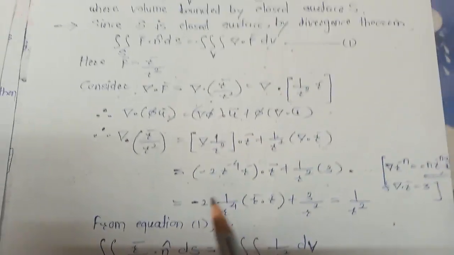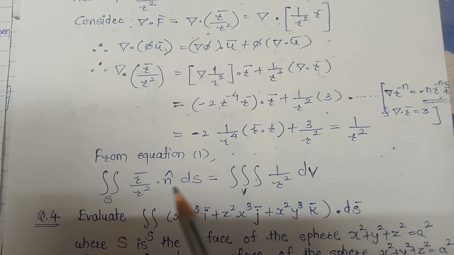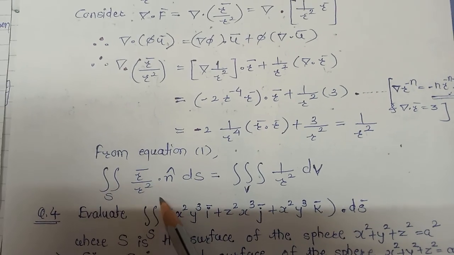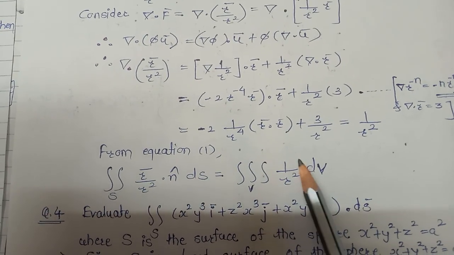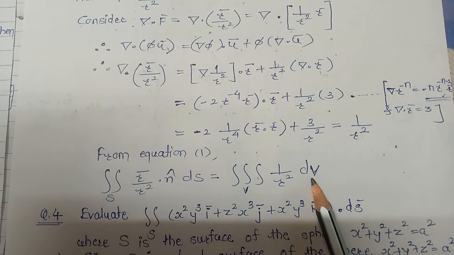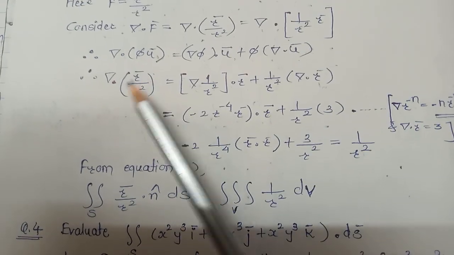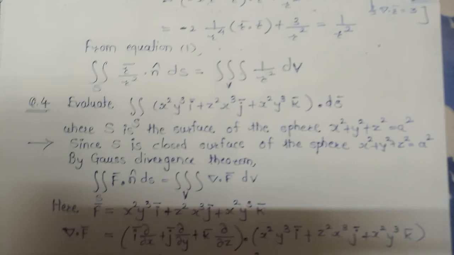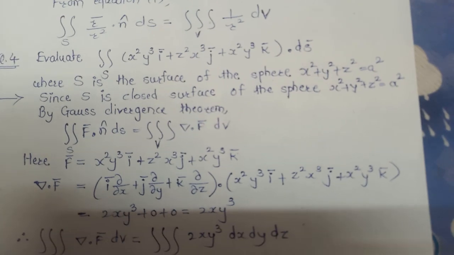Now from equation 1, that is by Gauss divergence theorem, if we put this value in the statement of the theorem, then double integration r bar upon r square dot n cap dS is simply triple integration 1 upon r square dV. Since this is the divergence of this function, del dot something means divergence of that vector field. Now the next example, the fourth example, here it is a sphere.